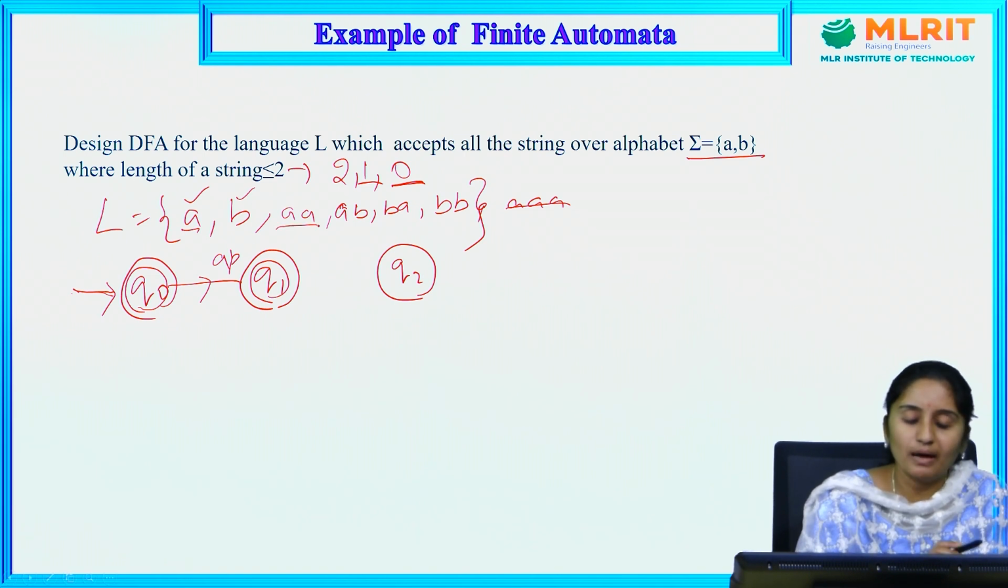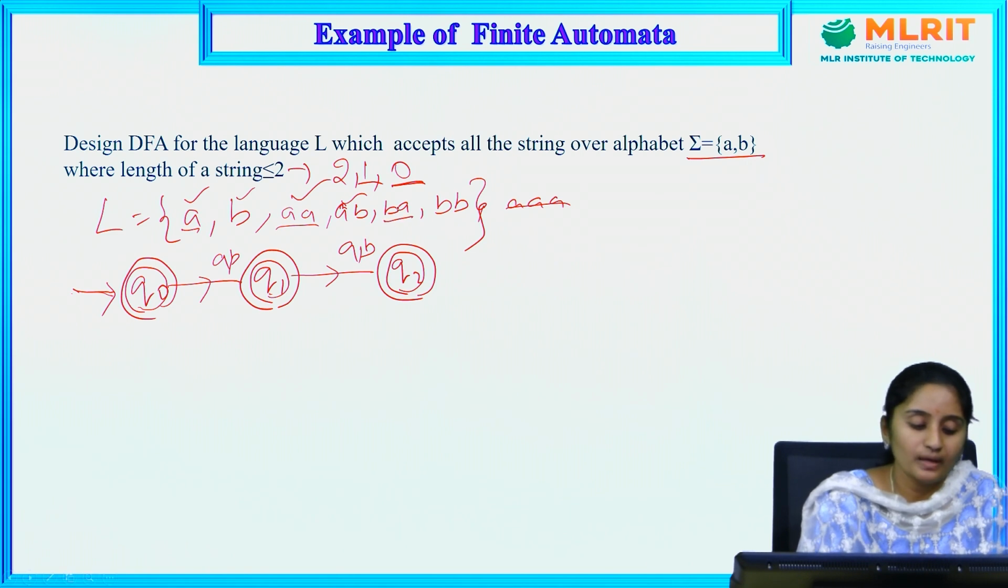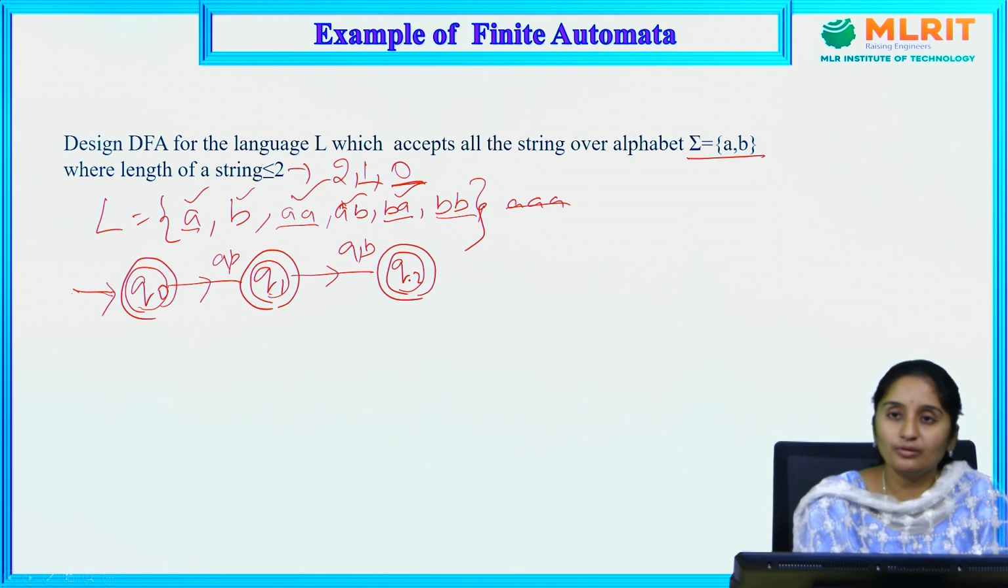The next I am having AA. Q0 on A, it is moving to Q1. Q1 on A, it is moving to Q2. Q2. So this string is also accepted. Next A comma B. Q0 on A, Q1. Q1 on B, it is moving to Q2. Next BA. Q0 on B, Q1. Q1 on A, it is moving to Q2. So this is also string accepted. Let me check BB. Q0 on B, Q1. Q1 on B, it is moving to Q2. So this string is also accepted.